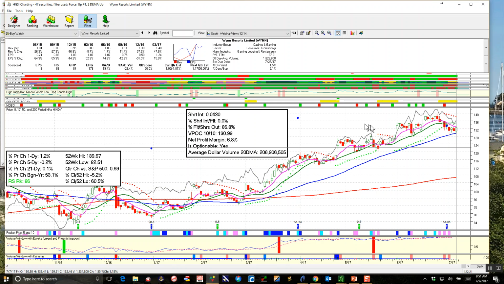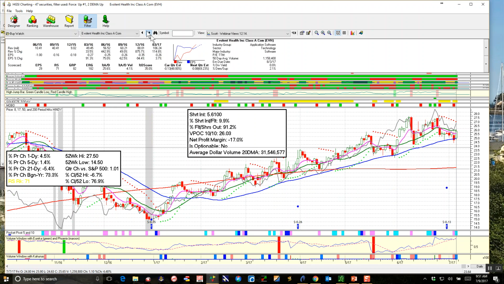Wynn Resorts, pull back to the 50. Good buy point. Evolent Health, I don't like the fundamentals from an earnings perspective, but they're in population health, looking at the changes in healthcare delivery called MACRA, which is a business that I am in as well. I think it's in the right industry group. It's a pretty nice looking pattern, pull back to the 50 in an uptrend with a Kahuna and a Bongo.